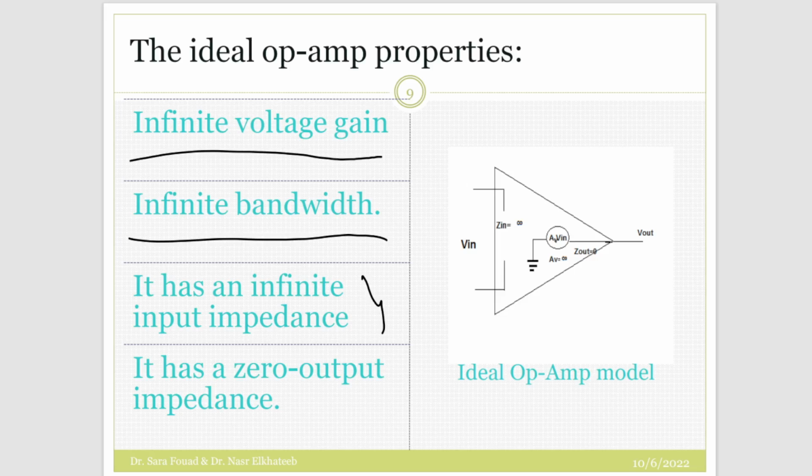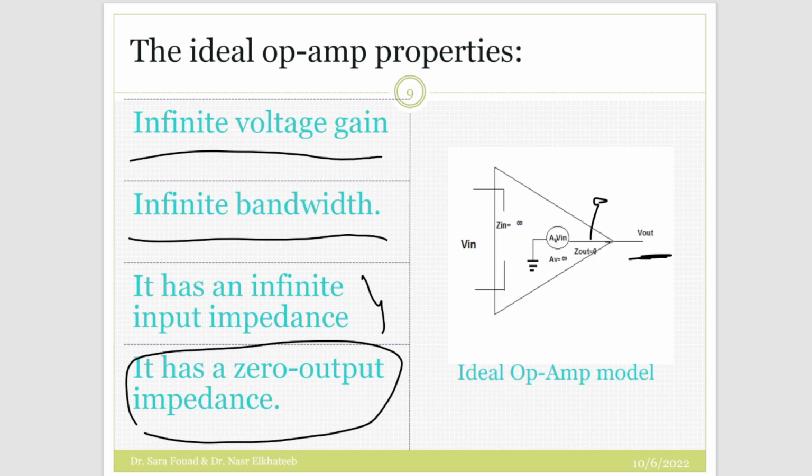So between these two pins there is actually an impedance or a resistance, okay. So the resistance between these two pins is infinite resistance. This is actually not existing in the real life operational amplifier, but it is a very high resistance between the two input pins. And also it has a zero output impedance, okay.